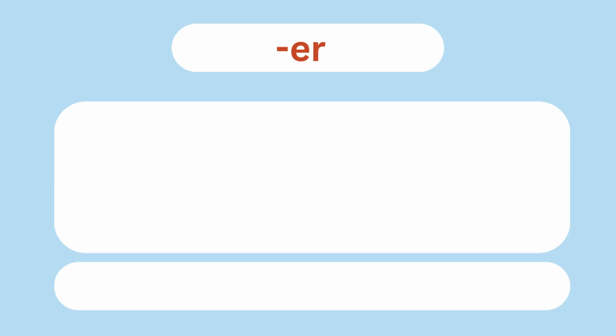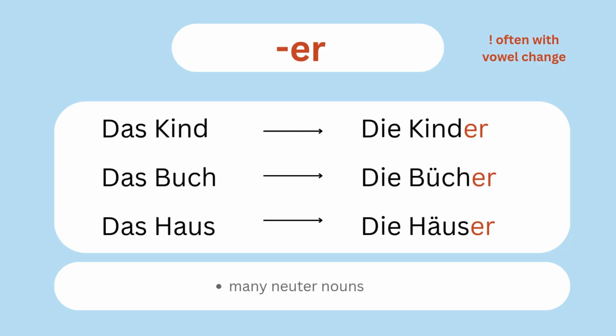Next up, we have putting an er. This one happens to many neuter nouns and also often comes with a vowel change. Das Kind, die Kinder, das Buch, die Bücher, das Haus, die Häuser.